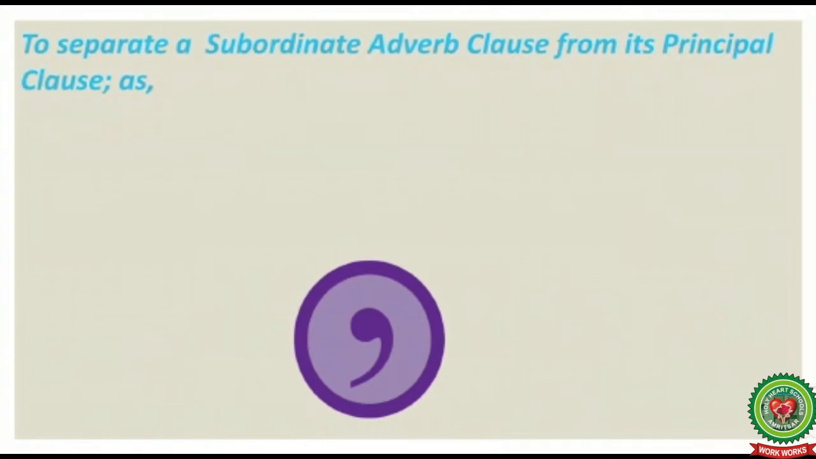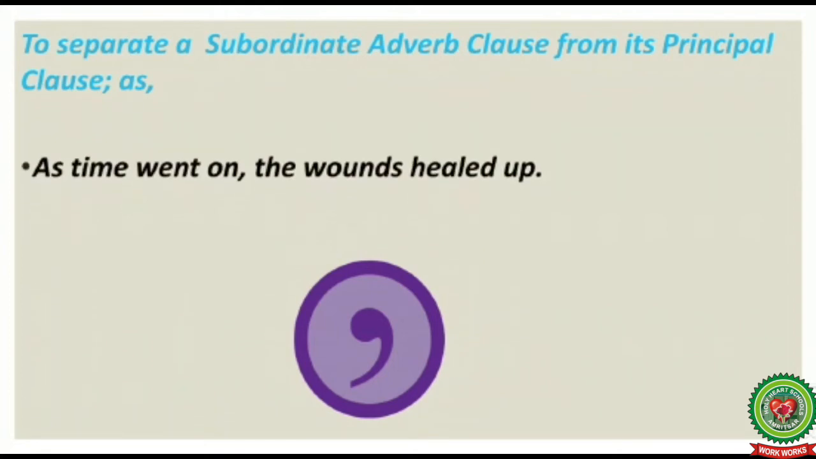To separate a subordinate adverb clause from its principal clause, as in: as time went on, the wounds healed up. The statement can be divided into two clauses. As time went on is a subordinate adverb clause and the principal clause is the wounds healed up. So children, we have separated a subordinate adverb clause with a comma from the principal clause.